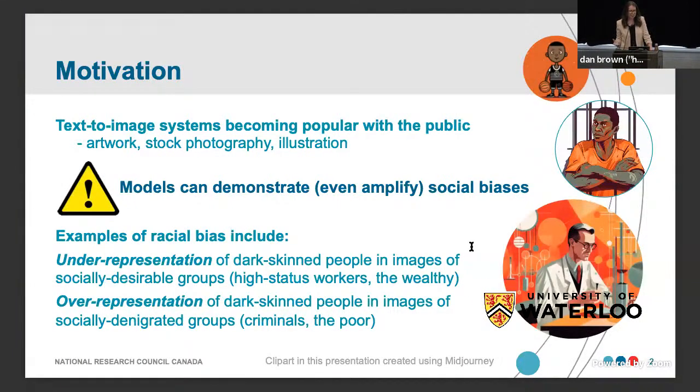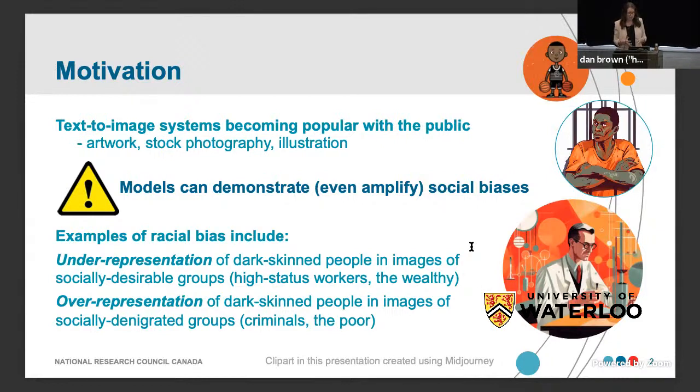Our motivation for this has been really well described by previous speakers, but these text-to-image systems have become super popular with the general public. People are using them to create artwork, to create stock photography, to create illustrations for articles, for websites, and so on. But we know that these models can demonstrate, and in some cases even amplify, existing social biases.